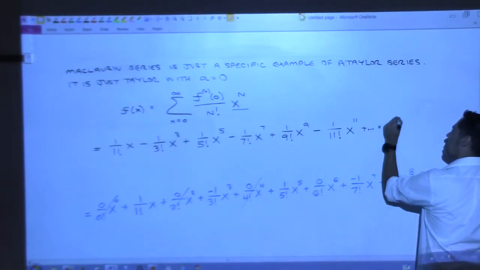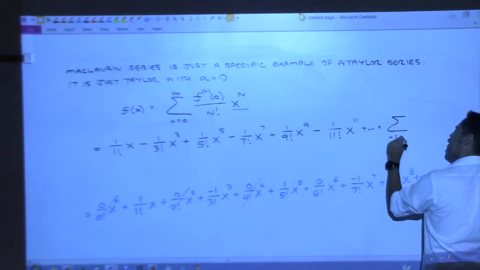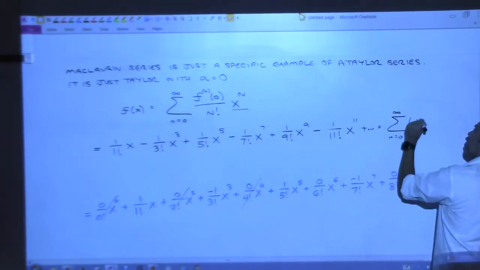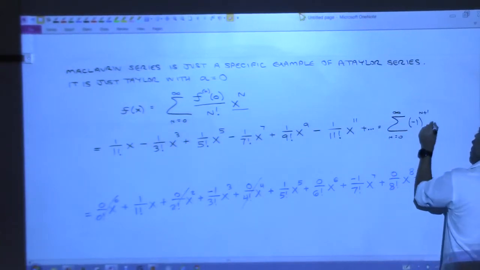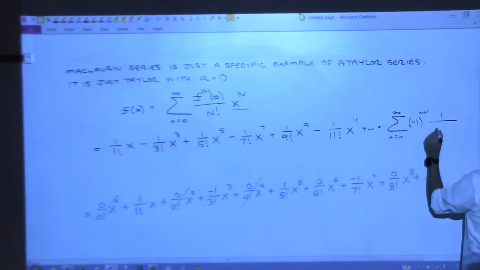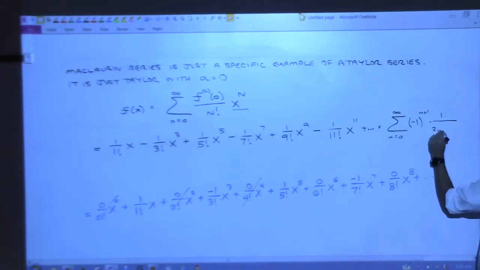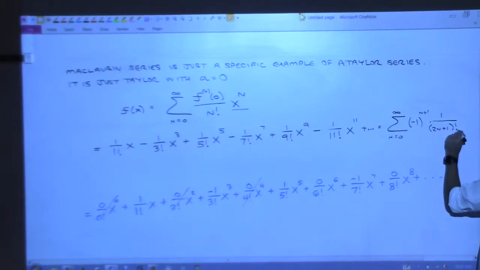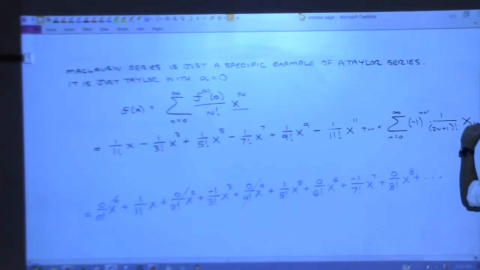Dot, dot, dot equals sum n equals 0 to infinity, negative 1 to the n plus 1, and then we said times 1 over, what did we say? 2n plus 1 factorial, right? Because if we start at 0, that'll give us 1 factorial. Then we plug in 1, we get 3 factorial, so on and so forth, right? Then x to the same thing.